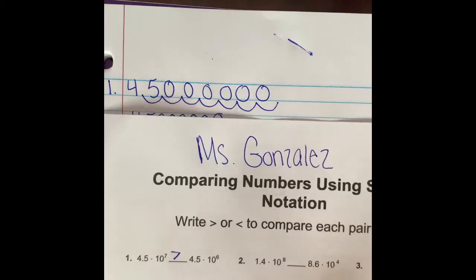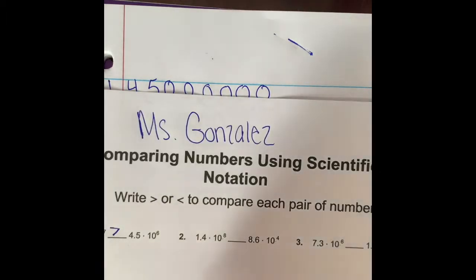And look at number 2. Okay. We have 1.4 times 10 to the 8th power and 8.6 times 10 to the 4th power. First thing we want to look at is, are exponents the same? Our exponents are not the same. Okay. The exponent here is 8. The exponent here is 4. So what's greater, 8 or 4? Our 8 is greater, so we know this one's going to be greater.